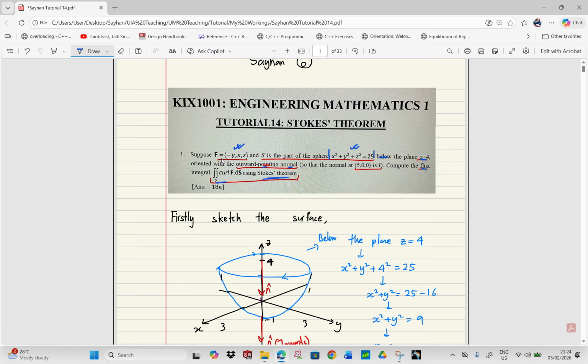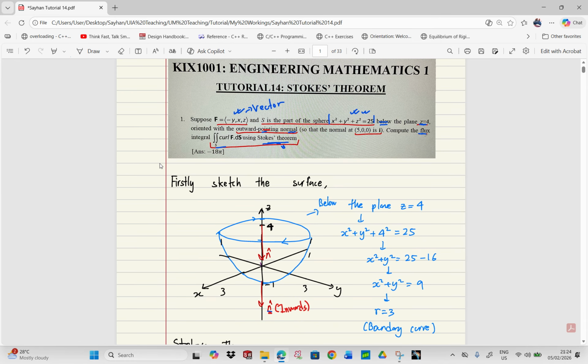So suppose we have F, which is basically negative y, x, z, so it's a vector, right? And it's basically part of a sphere, below the plane z equals 4, oriented with an outward pointing normal. So compute the flux integral using the Stokes theorem. Okay, how do we do this?